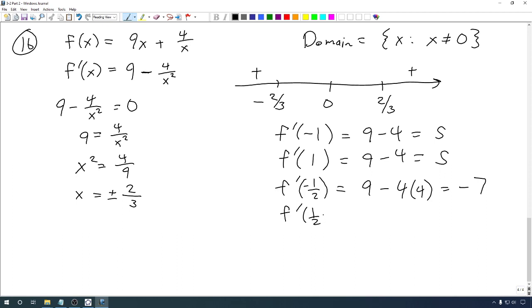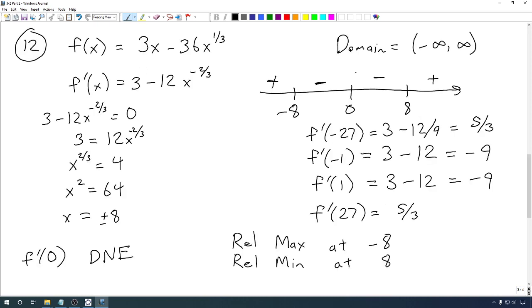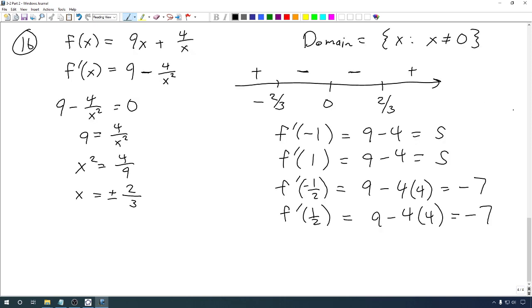And exactly the same thing for positive 1/2, because the square got rid of our negative. So in both cases, we have a negative derivative on those two intervals. This number line actually looks very similar to what we had over here. So we had positive, negative, negative, positive. We still have positive, negative, negative, positive. Different x values, but the same format to it.